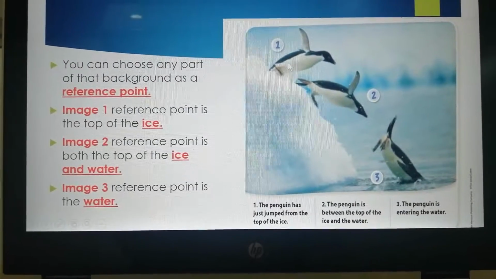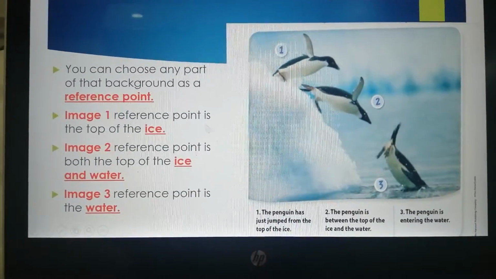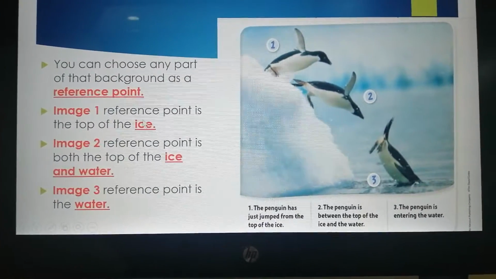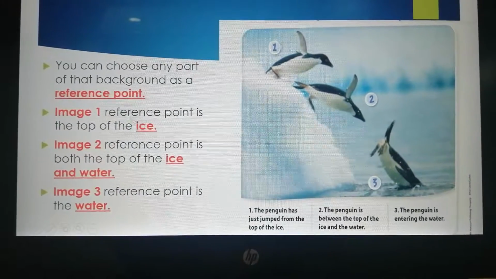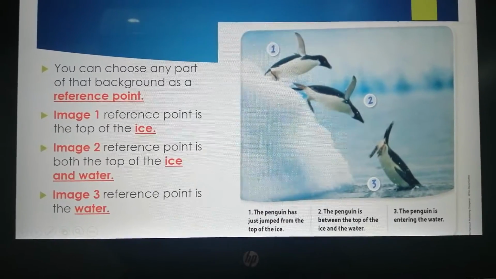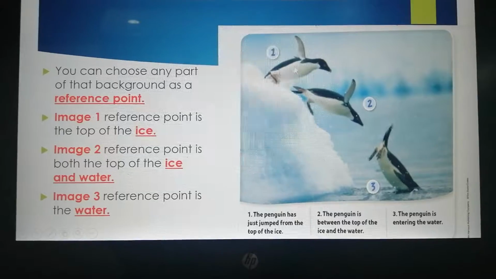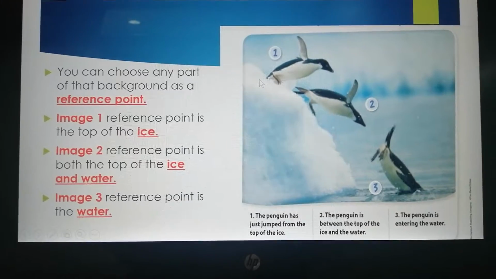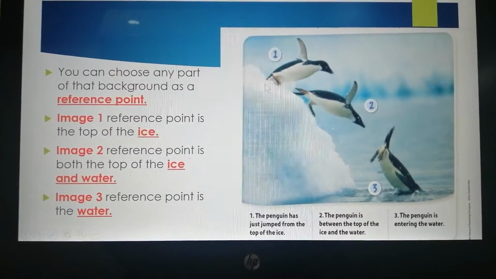In image number 1, we captured the penguin while he was just jumping from the top of the ice. So what's the reference point here that I talked about? It is the top of the ice. I related the penguin to the top of the ice. So this is the reference point, the point or the part of the background that I related my object to. The penguin is the first object, the top of the ice is the second object, or the reference point. The second object that we relate to is the reference point.